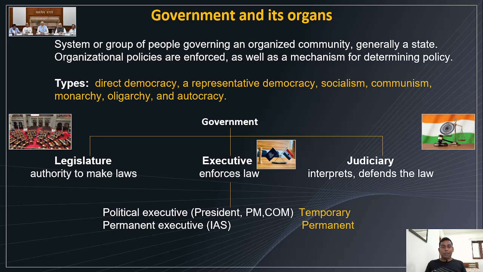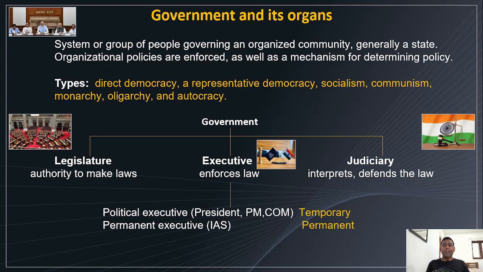What is a government? Government is a system or group of people governing an organized community, generally a state. What's the meaning of state here? State doesn't mean states in India. A state is an authority that can take decisions, that can implement decisions, that can monitor, that can control. That's what a state is. Yes. Then organizational policies are enforced as well as a mechanism for determining policy. Of course, that's the lawmaking body, the government. Then there are different types of governments: direct democracy, representative democracy, socialism, communism, monarchy, oligarchy, and autocracy.